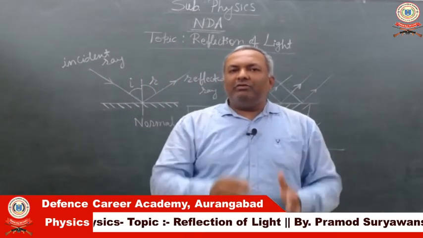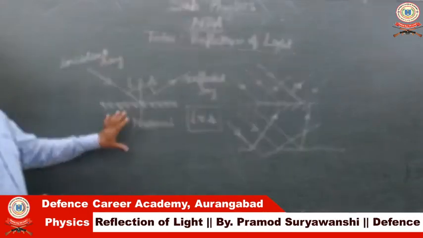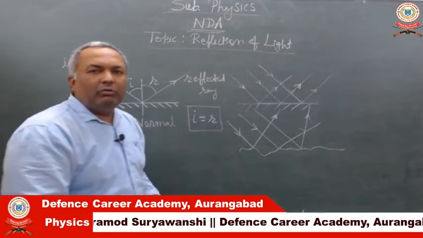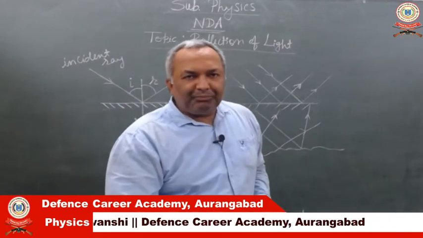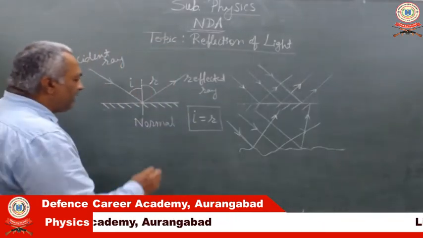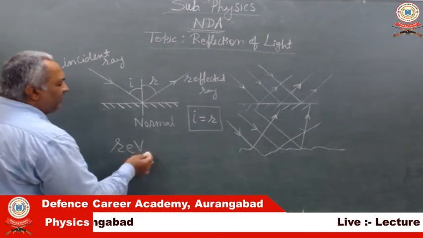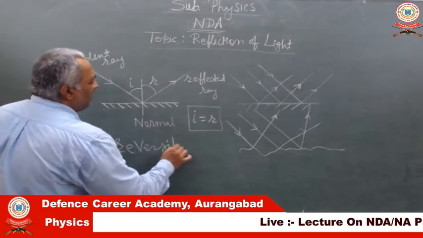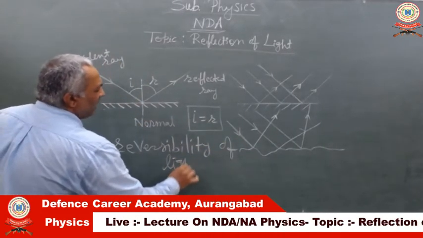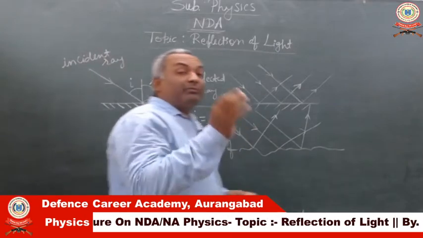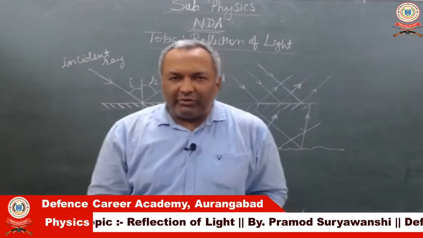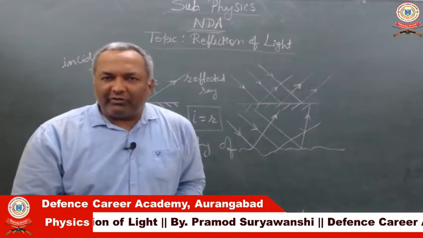Okay? Now, in case of a plain mirror, if we arrange it like this, incident ray, normal and reflected ray, you will have i always equal to r. Now, at this stage, let's also understand another important principle in connection with light. It is a very, very useful principle. It's called the principle of reversibility of light.